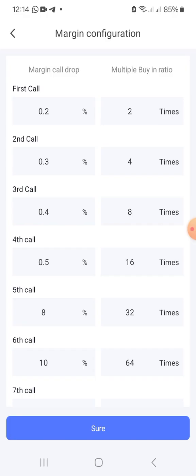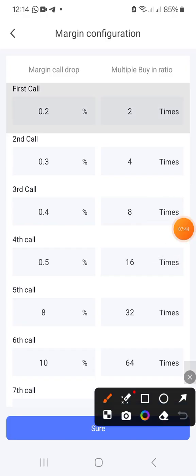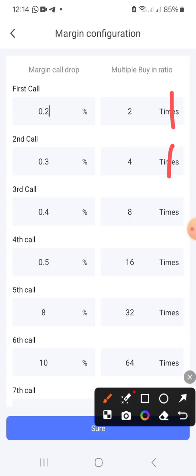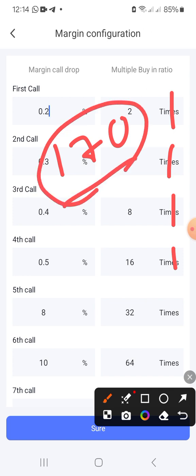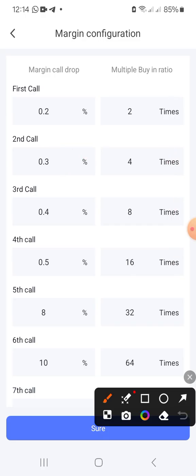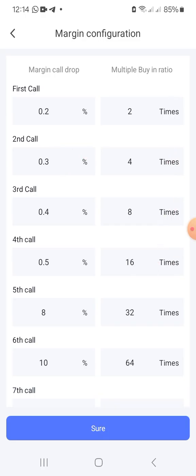Our prayer would be that the market drops, buys the first call, drops and buys the second call, drops and buys the fourth call. In so doing, the market would have injected already $170, and that is good. Even if the dropping ends here and it goes up to profits, you'll be getting some good profits. So let us continue with the other part.